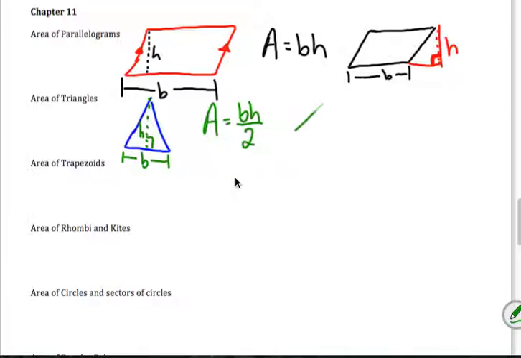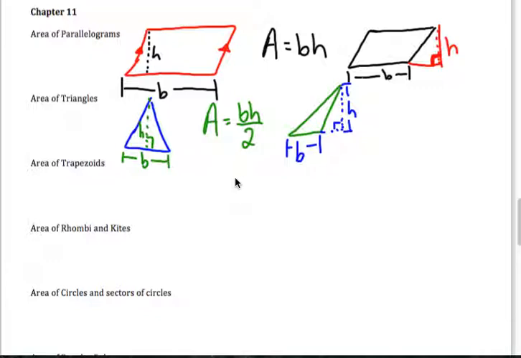These also can be drawn this way. What you would use if it was drawn this way is this height on the outside and this base that goes from here to here. And the height would go all the way to the top.